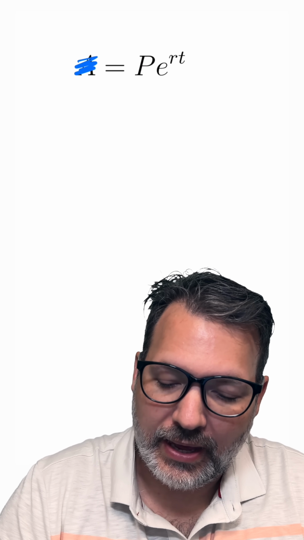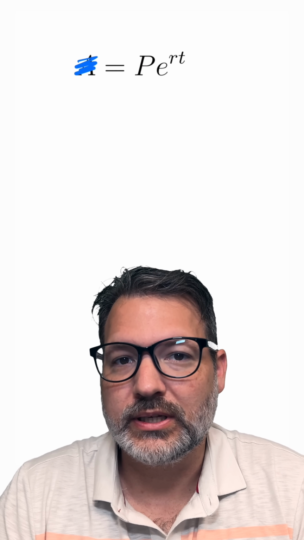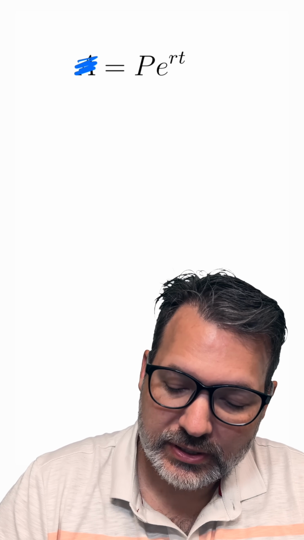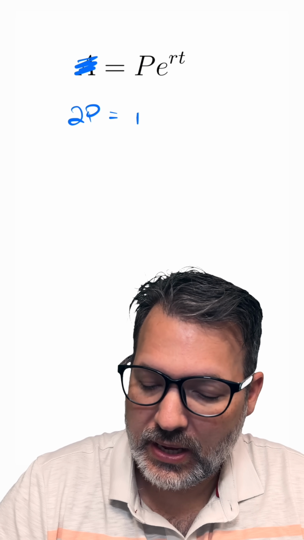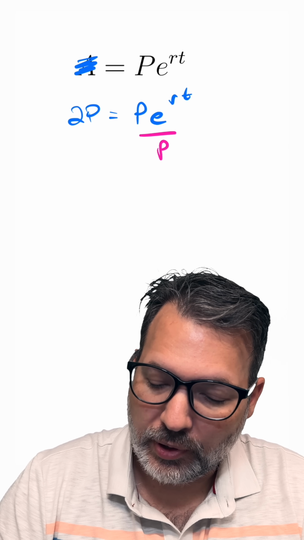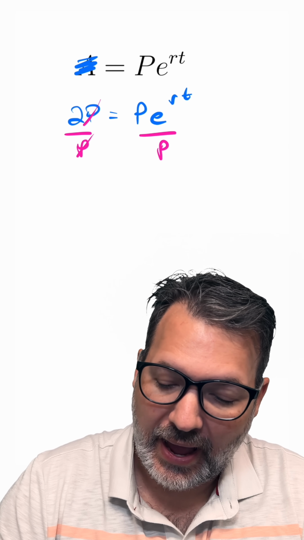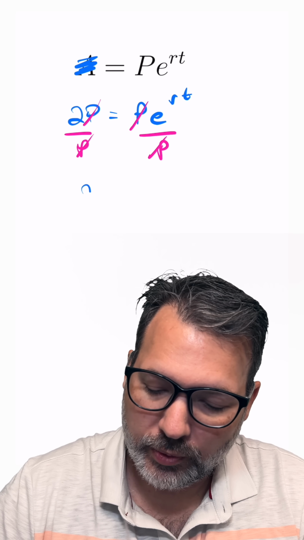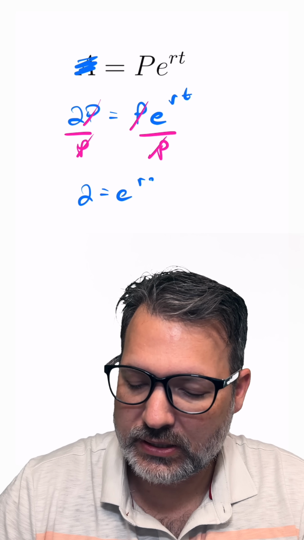We don't even want A in general. We are specifically interested in when will our money have doubled. So it's not A, it's actually 2P that we want P times e to the RT to be equal to. With some simple algebra, you can divide out your principal from both sides, and we're really just looking at 2 equals e to the RT.